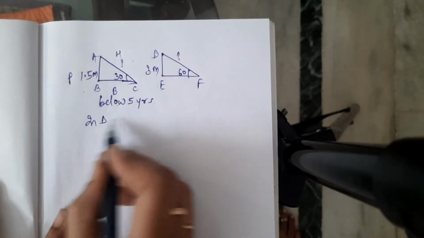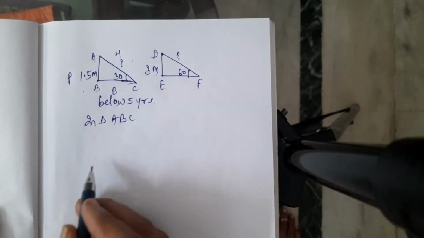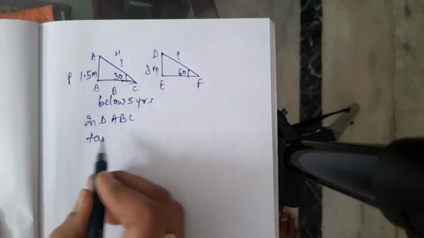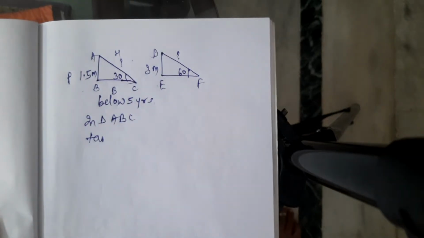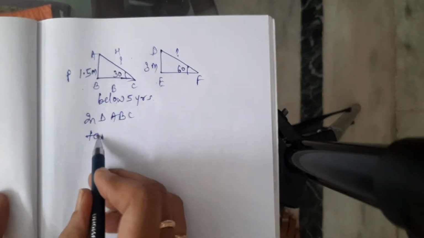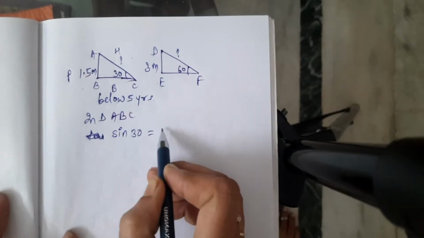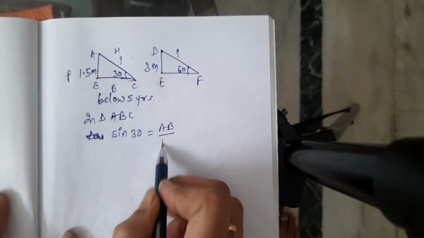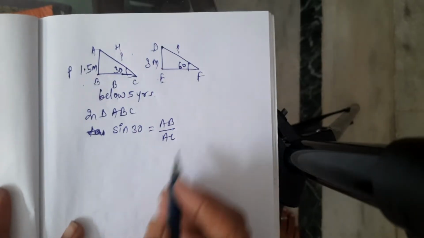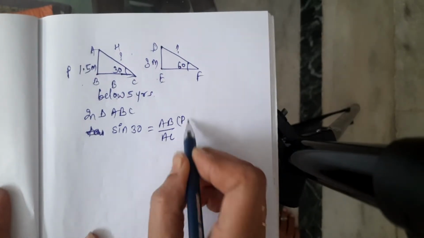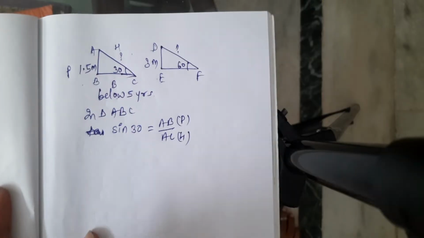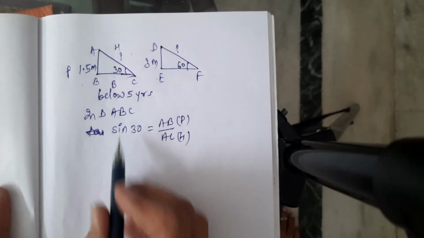In triangle ABC, tan 30... So here perpendicular and hypotenuse is there. Perpendicular and hypotenuse we get in the relation of sine. So we are going to use sine 30, which is AB upon AC. Now what is AB here? AB is perpendicular and AC is hypotenuse. Sine 30 value is half.